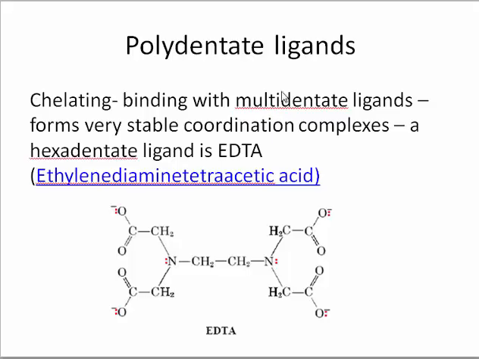Chelating, the process of binding with multidentate or polydentate ligands, forms very stable coordination complexes. An example of a hexadentate ligand, a ligand that forms very stable complexes, is EDTA, ethylene diamine tetraacetic acid. A structure of this anion is shown down here. Note that 6 lone pairs are shown in red. There are 6 sites of coordination to a metal at EDTA, in the anion form shown here.